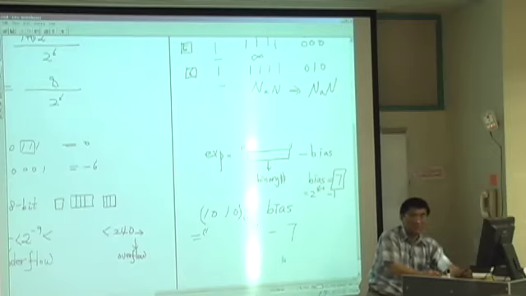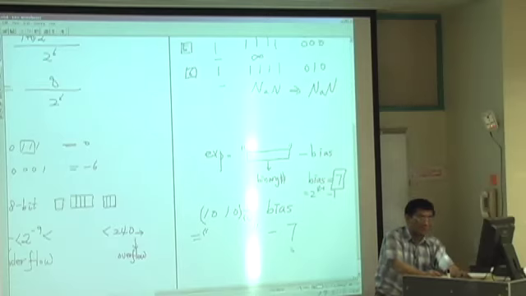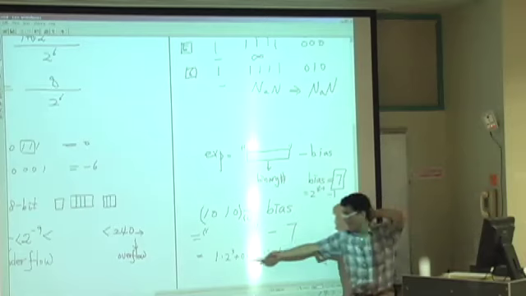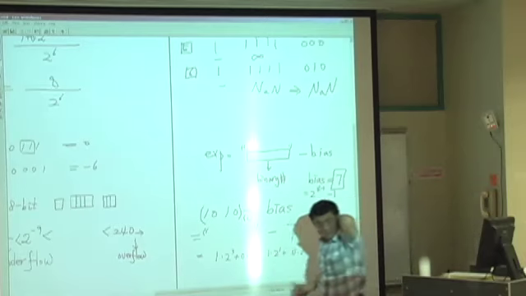That's what I'm getting. Okay, so what is 1, 0, 1, 0? What is that number? 1 times 2 to the power of 3, 0 times 2 to the power of 2, and then 1 times 2 to the power of 1, plus 0 times 2 to the power of 0, minus bias. Then you can calculate it: 8 and 2, 10 minus 7, 3.